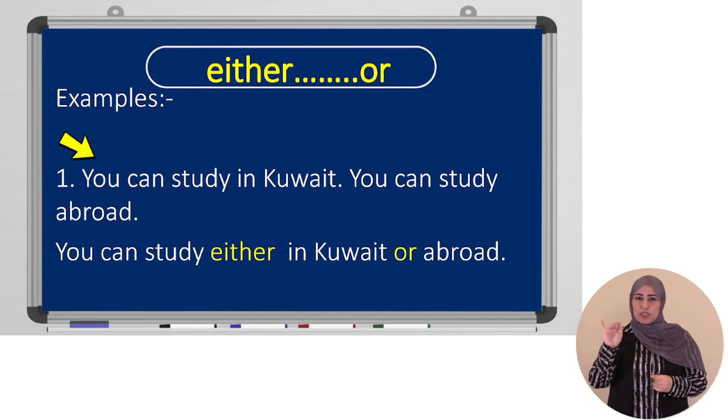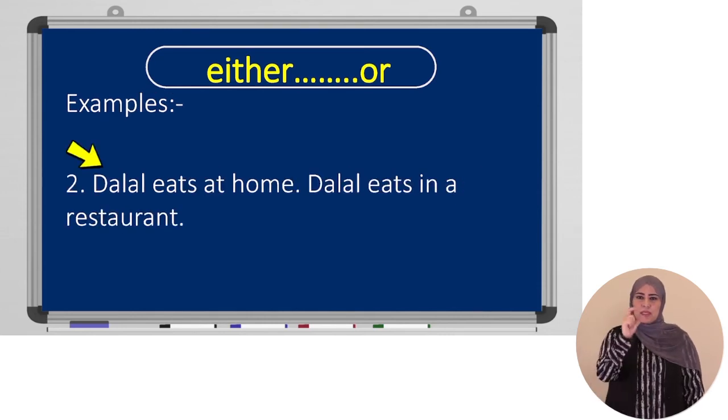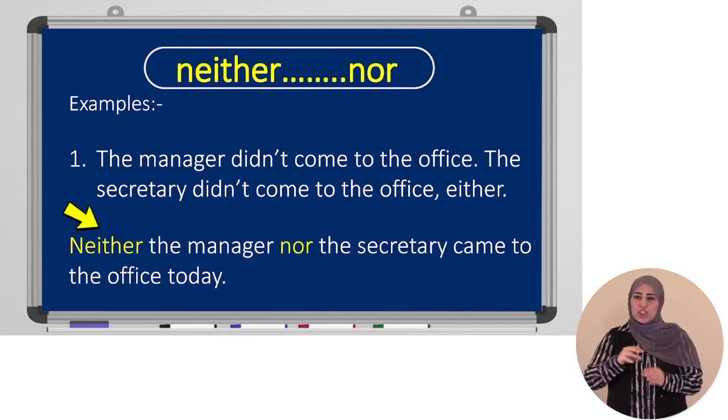However, either...or, we said it's for options. You can either have this or that. Look at the examples provided for you. You can study in Kuwait, you can study abroad. You can study either in Kuwait or abroad. We have more examples. You can look at them in the video. Neither...nor is when we're joining two negative sentences. So for example, the manager didn't come to the office, the secretary didn't come to the office either. So we'll say neither the manager nor the secretary came to the office today.